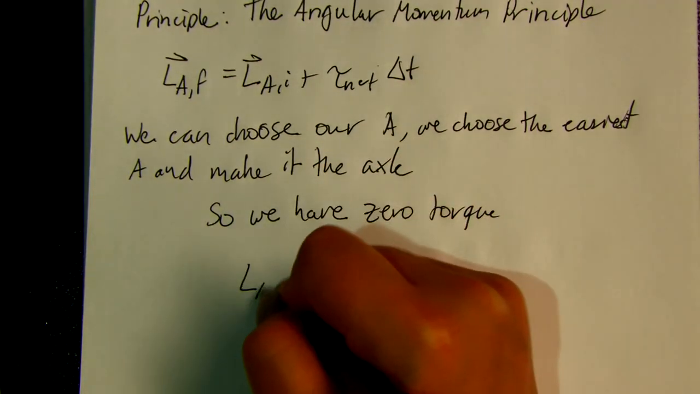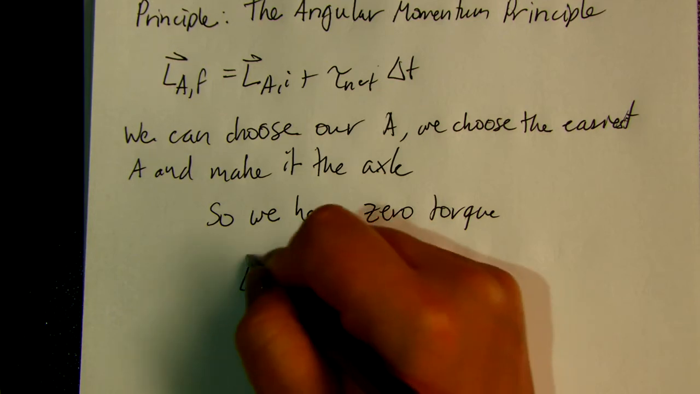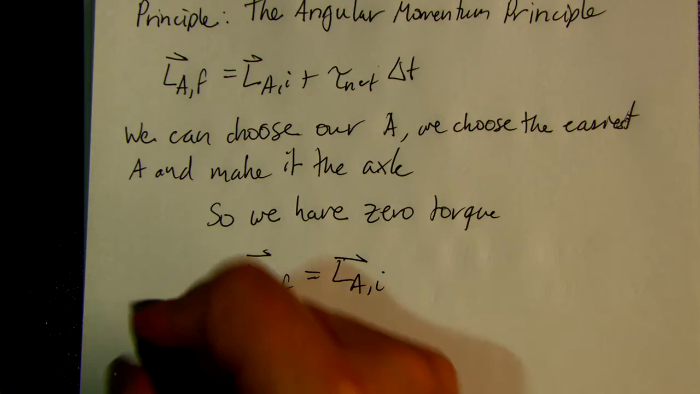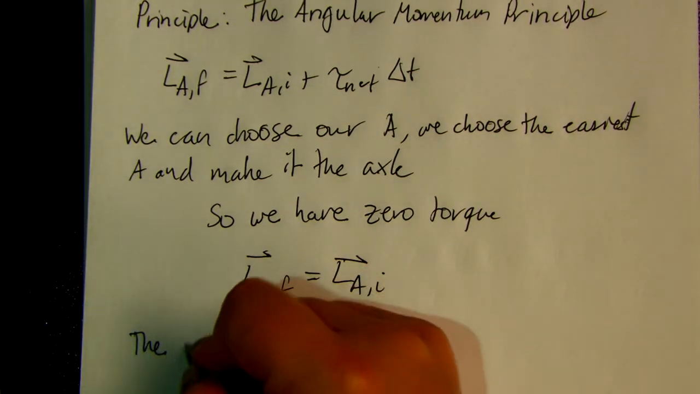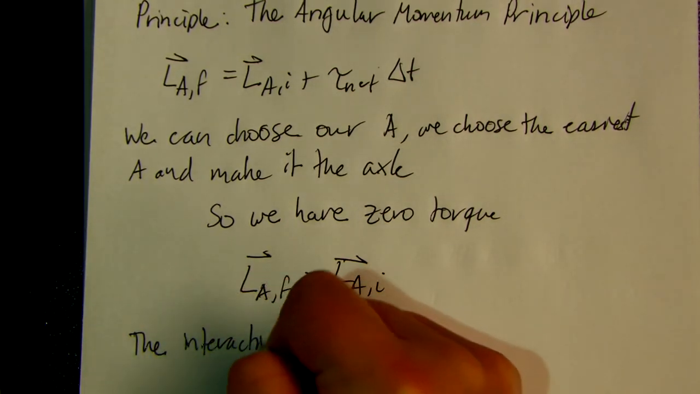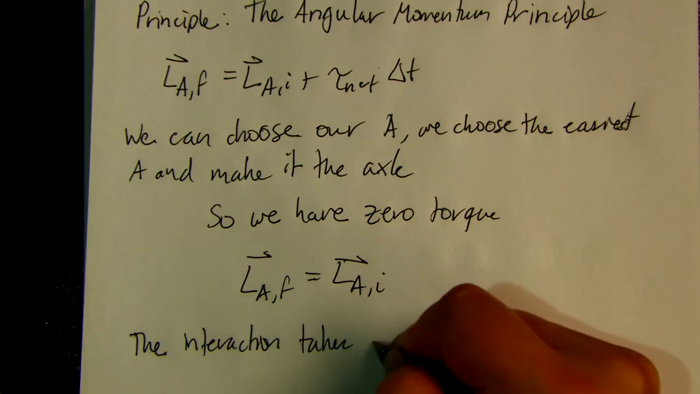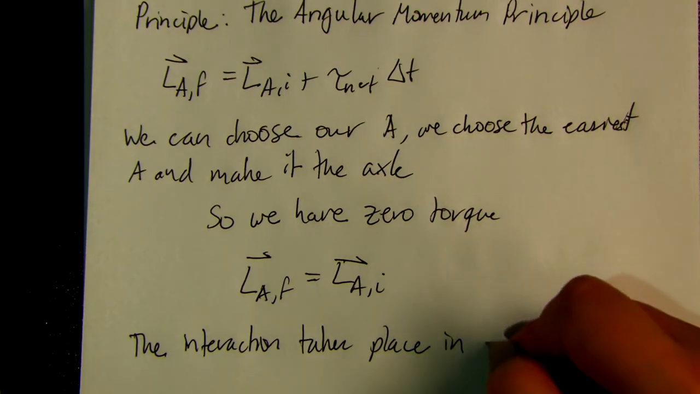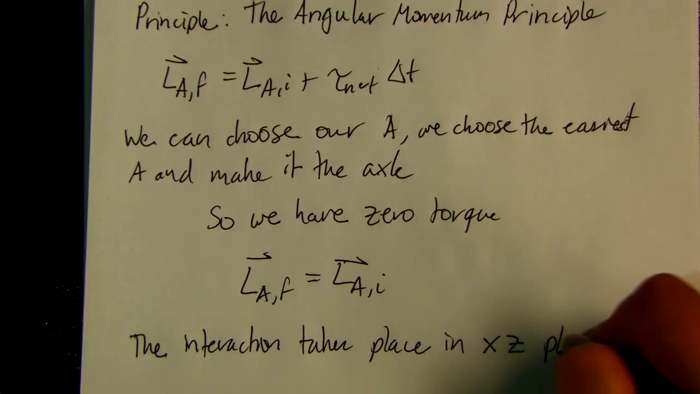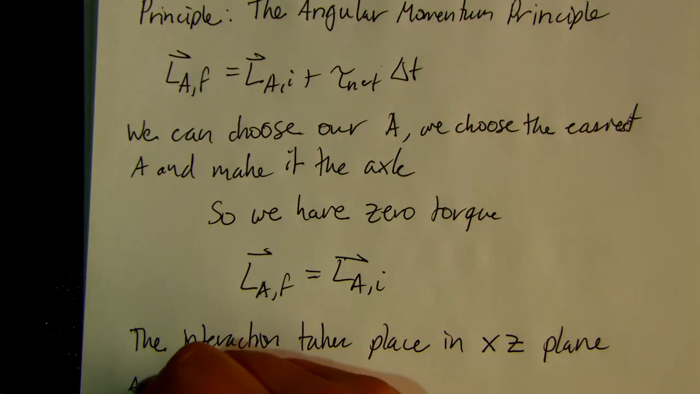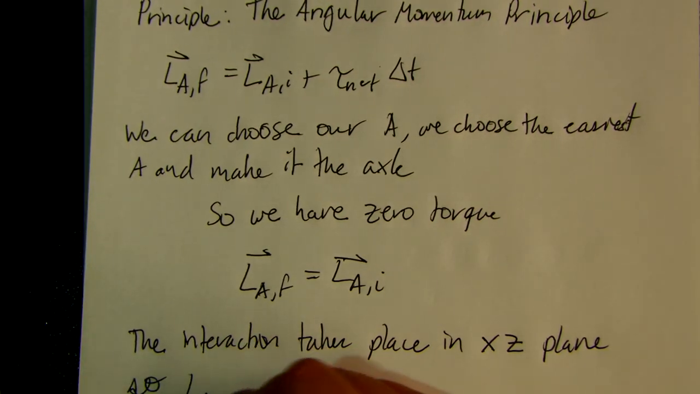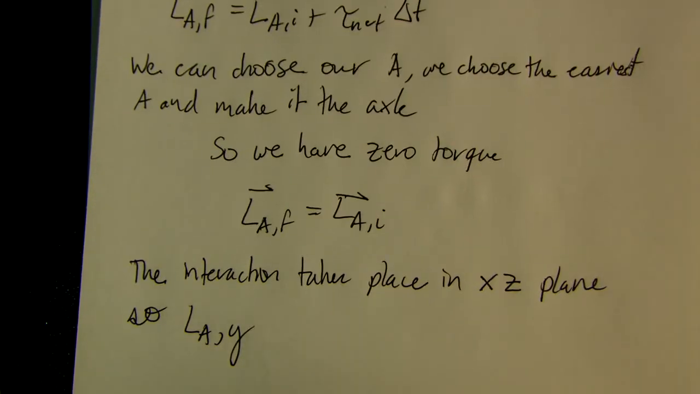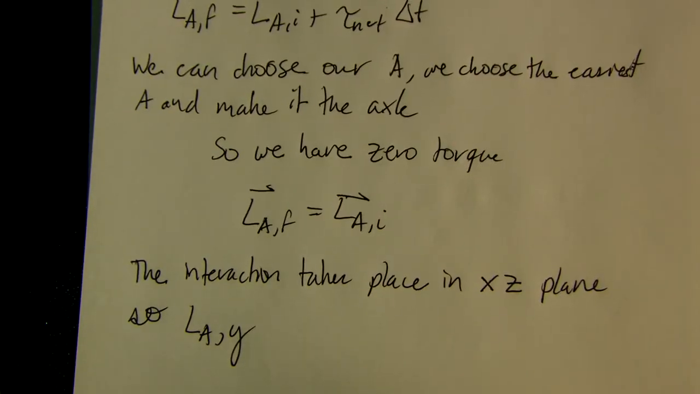All right, so now we can say that final angular momentum must equal initial angular momentum. There's nothing giving it any torque. So the interaction takes place. Please read your problems very carefully about what planes they're in. This one takes place in the xz plane. So the angular momentum will be in y.